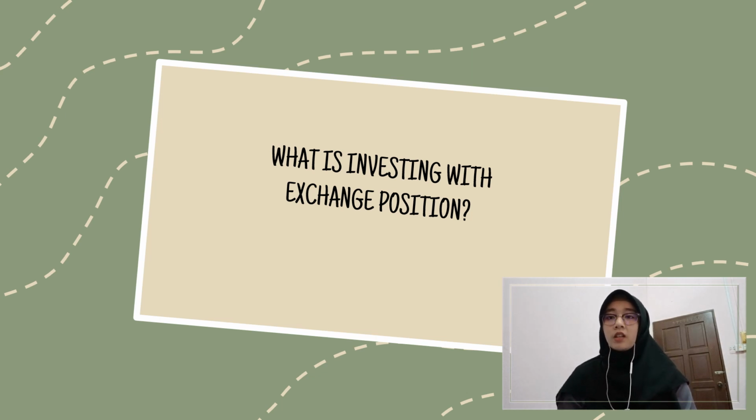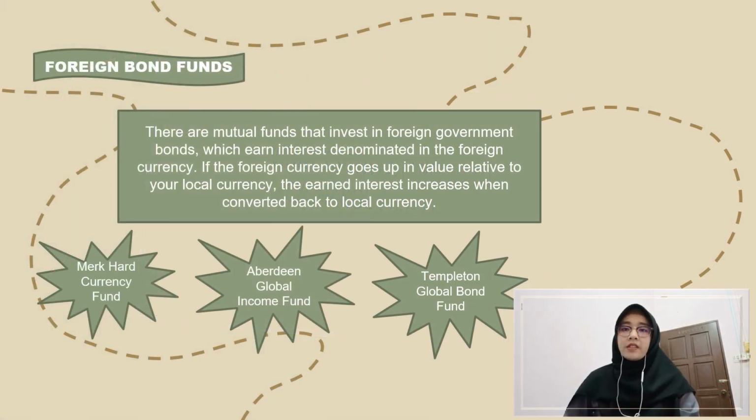What is investing with exchange position? Here are two examples, which are a foreign bond fund and a multinational corporation. The first example is the foreign bond fund. There are mutual funds that invest in foreign government bonds with interest denominated in the foreign currency. If the foreign currency goes up in value relative to your local currency, the interest increases when converted back to local currency. Examples of such funds include the Hard Currency Fund, Aberdeen Global Income Fund, and Templeton Global Bond Fund.